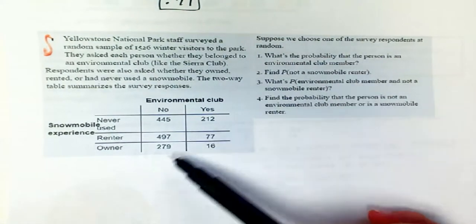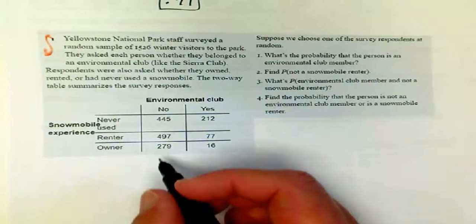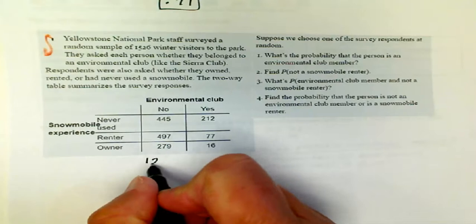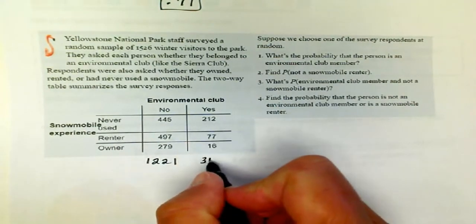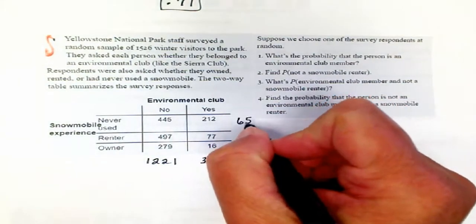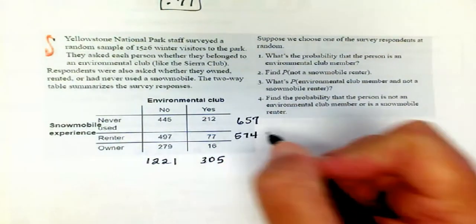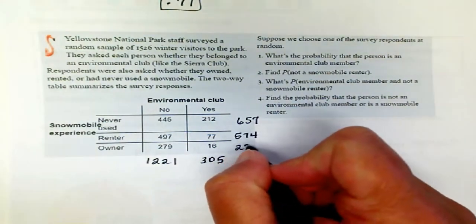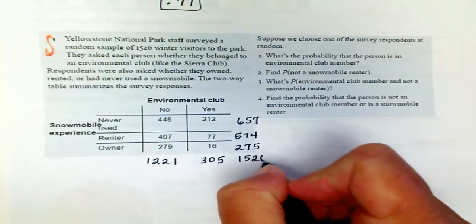Okay, one thing I'm noticing here is there's no totals. So I'm going to go through and total this column, because we will use these, is 1221. We're going to total this column is 305. We're going to total the rows as well. So this is 657, 574, 275, and then 1526 is our total.